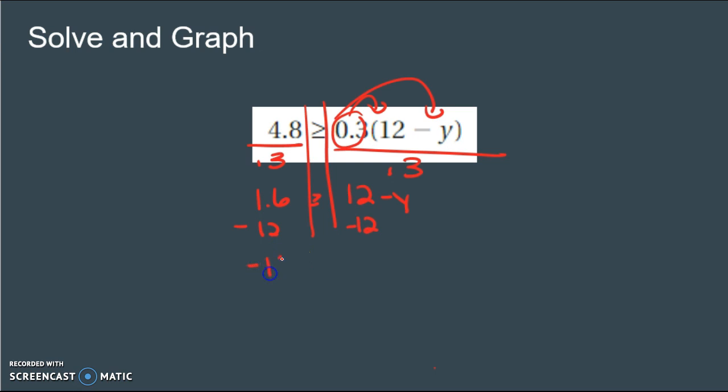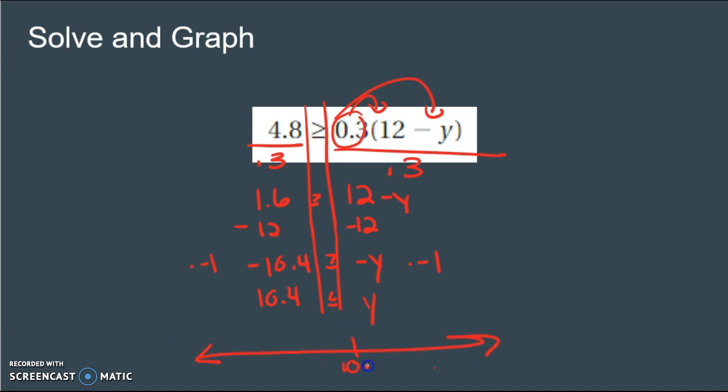And then I would get negative 10.4 is greater than or equal to negative y. And I just subtracted 12. I didn't divide by a negative or multiply by a negative, so I didn't have to flip my sign. But now I am having to either divide or multiply by a negative. The reason why is because I need this y to be a positive. So now I need to make sure to flip my sign. And then this is going to be a positive 10.4. So I have y is greater than or equal to 10.4.